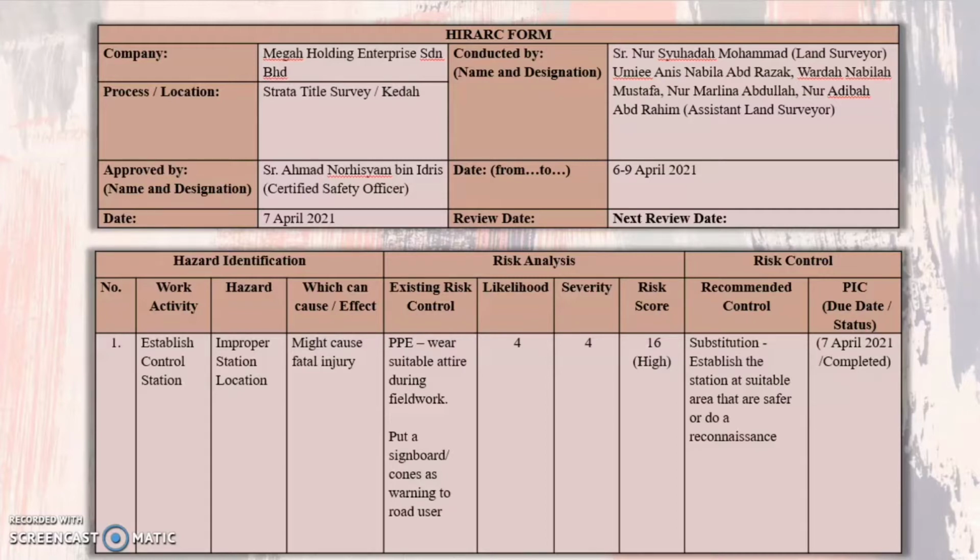By implementing the hierarchy of control, a substitution is needed by establishing or relocating the station in a suitable area that is safer. Last but not least, reconnaissance also plays an important role before we start the work, so we can get information about the site area.